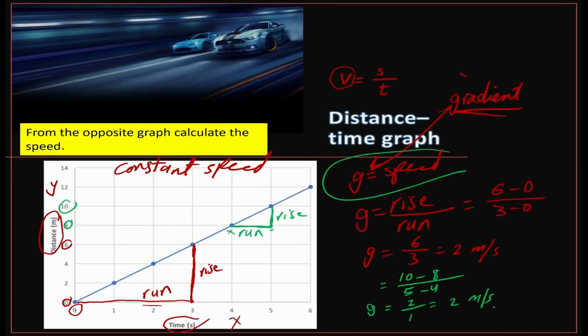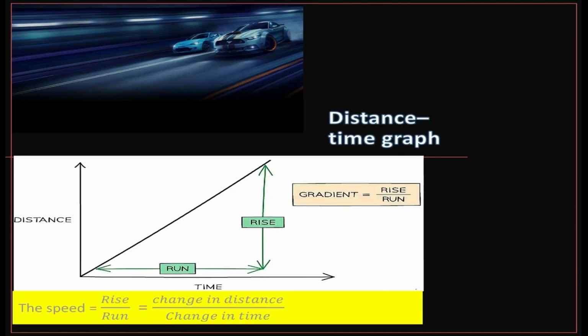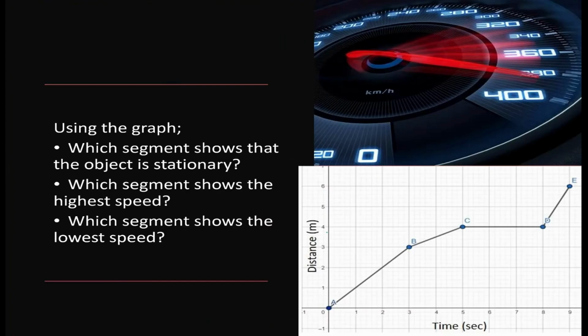We have here a clearer one. The gradient equals rise over run. Okay, the rise is the change in the y-axis, which is the distance traveled, divided by the run, which is the time taken to travel this distance. Okay, try to get this one again. I think we can get this.